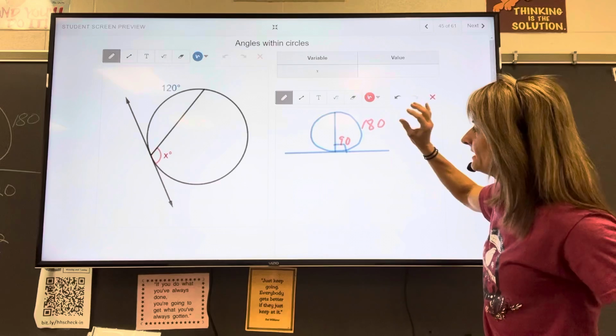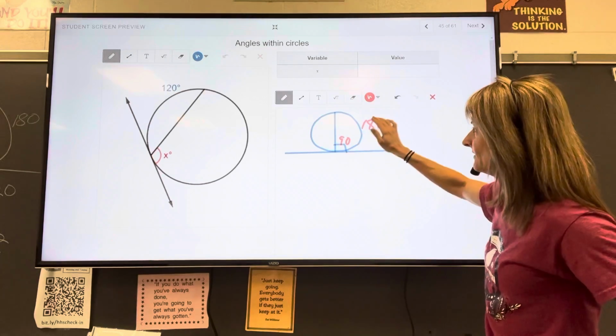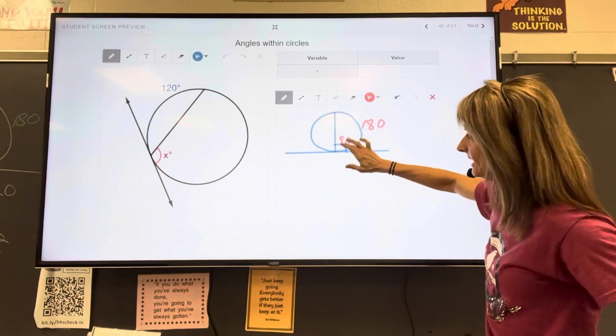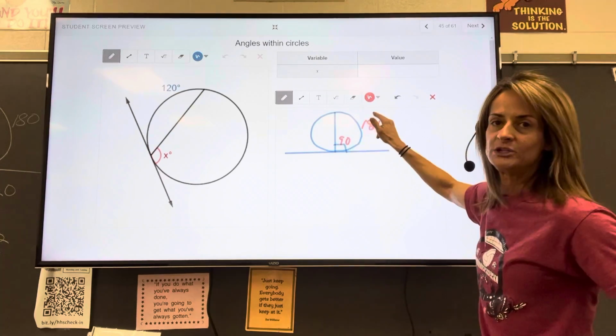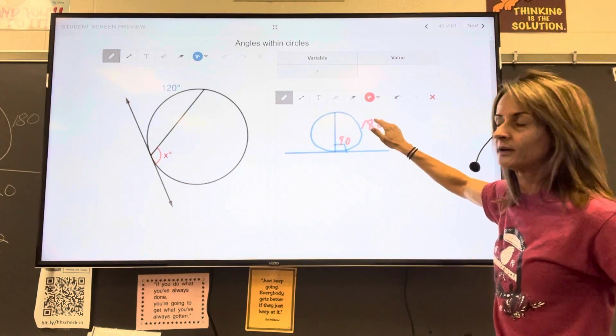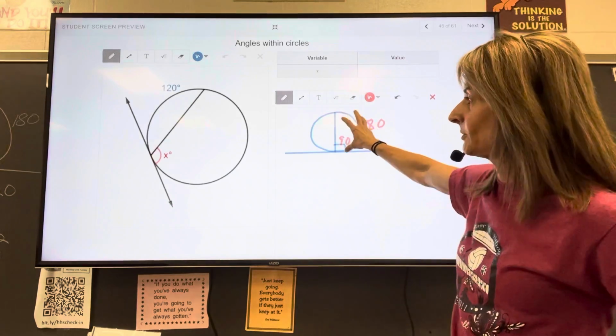A lot of times we get confused about which direction we're going. Sometimes they give us this arc and ask us for this angle, so we have to cut it in half. Sometimes they give us this angle and ask for the arc, and we have to multiply it by 2. So it depends on which way we're going. I think this is the easiest way to remember this concept.